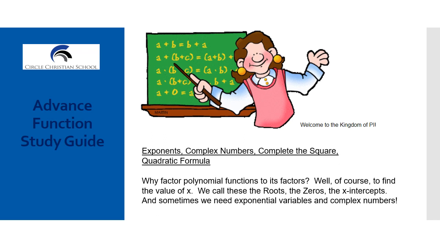This is your function study guide for advanced math with exponents, complex numbers, complete the square, and the quadratic formula. Why do we factor these polynomial functions all the way down to the factors? Well, of course, it's to find the value of x. We call those the roots because when you complete the square, you're doing square rooting. That's one of the reasons why it gets called the roots, the zeros, the x-intercepts.